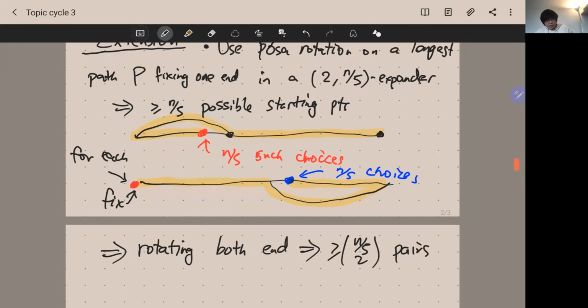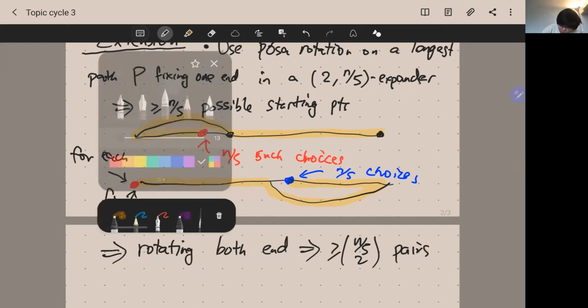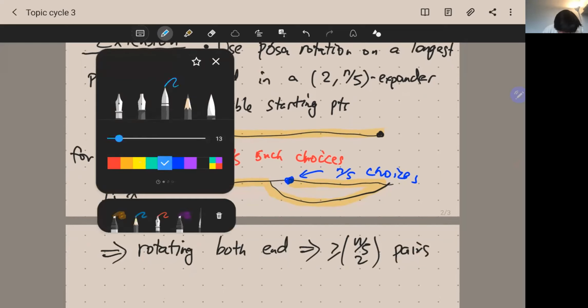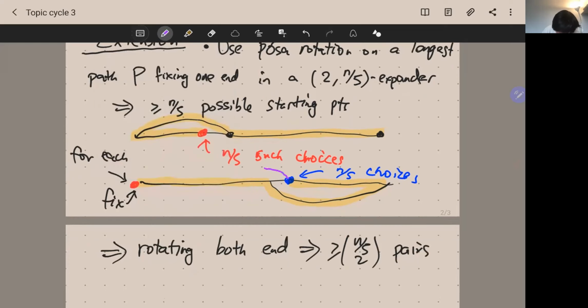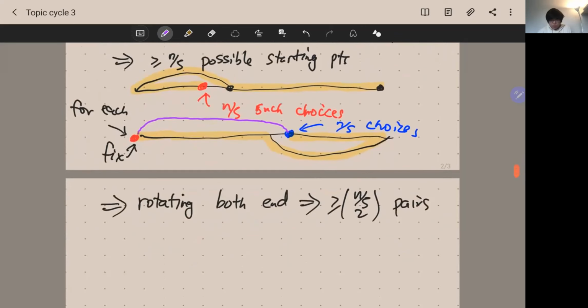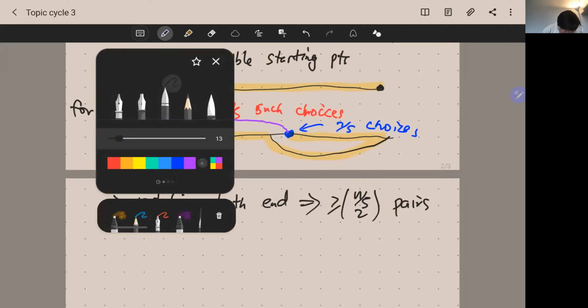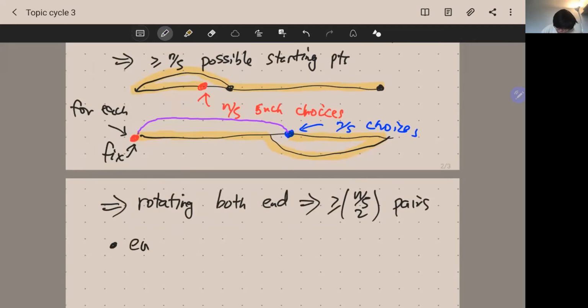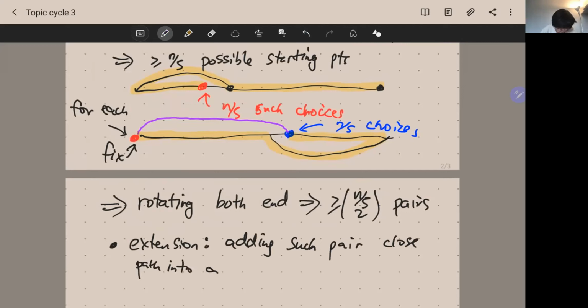And what's important of this pair is that if you can ever add an edge between a red and its own blue set of vertices, there's a subtlety here. If you can add such a pair, then you close it up to a cycle, right? Let me draw the picture here. Let me use purple. If you can add such an edge, we close it to a cycle. So this is the extension we mean: adding such a pair closes the path into a cycle.